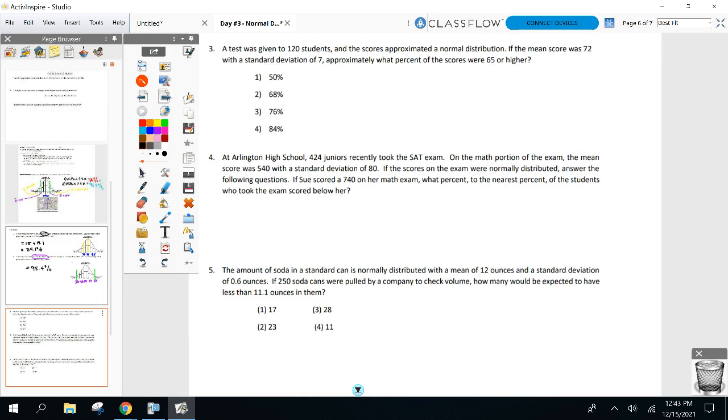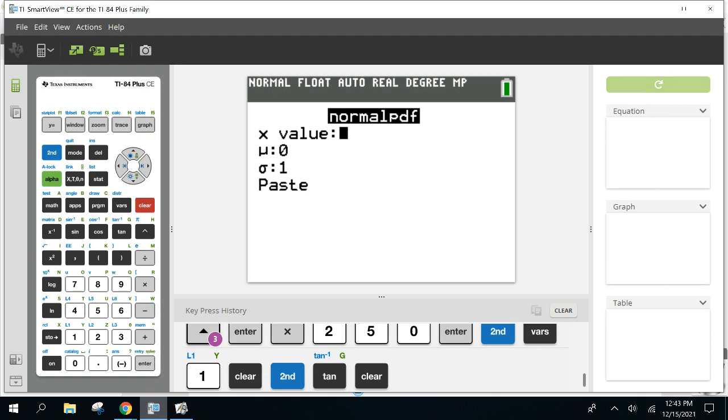We gave a test to 120 students. The scores approximate a normal distribution. So I'm thinking to myself, curve, but now calculator. Mean of 72, standard deviation of 7. What percent of scores were 65 or higher? All right, here we go. Ready to go to the calc.